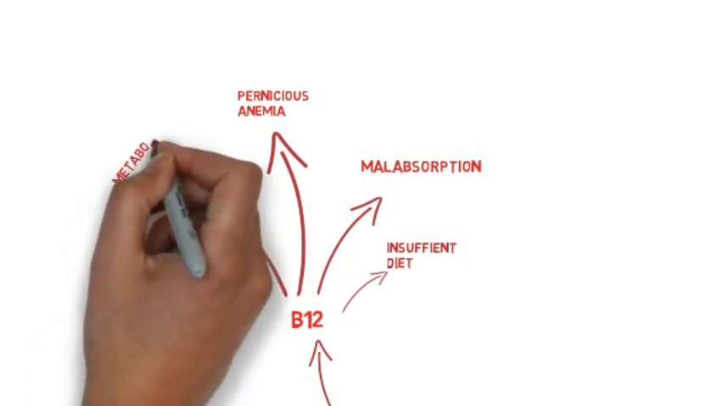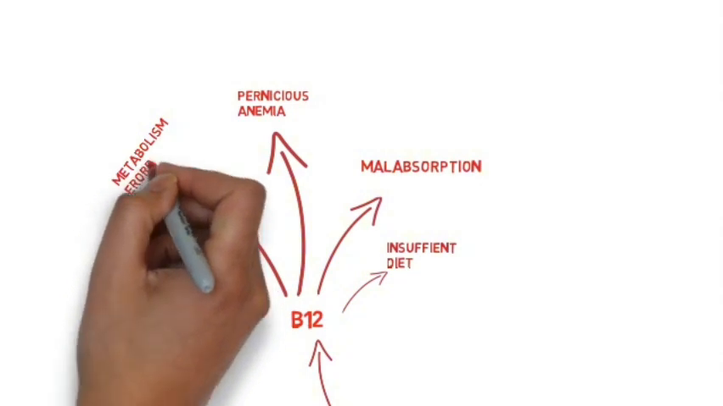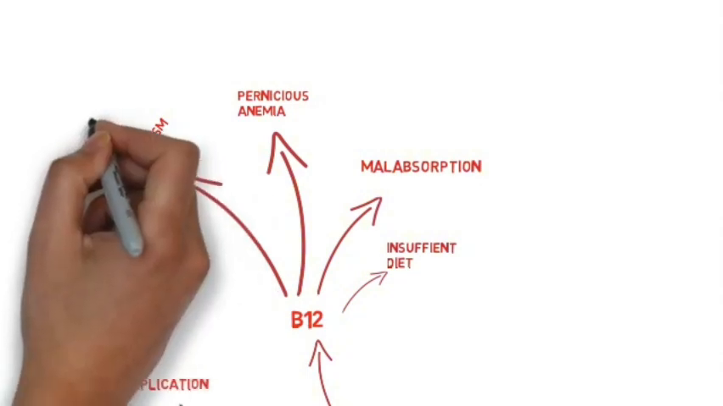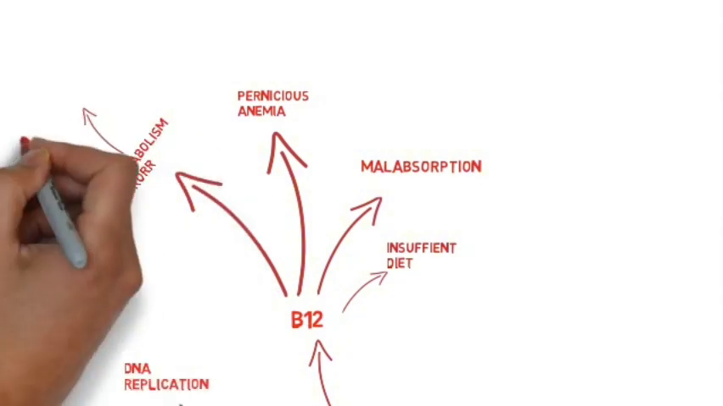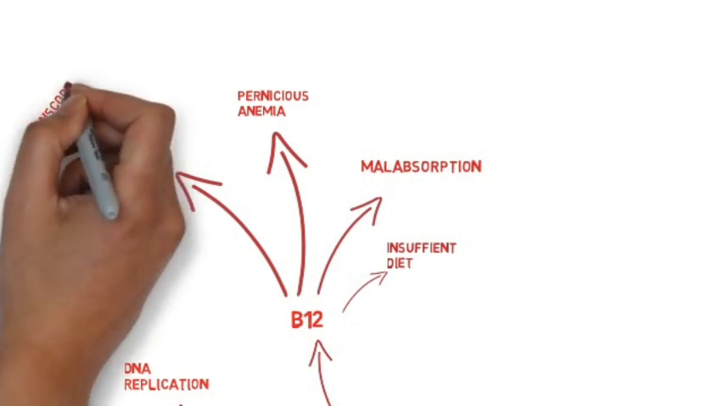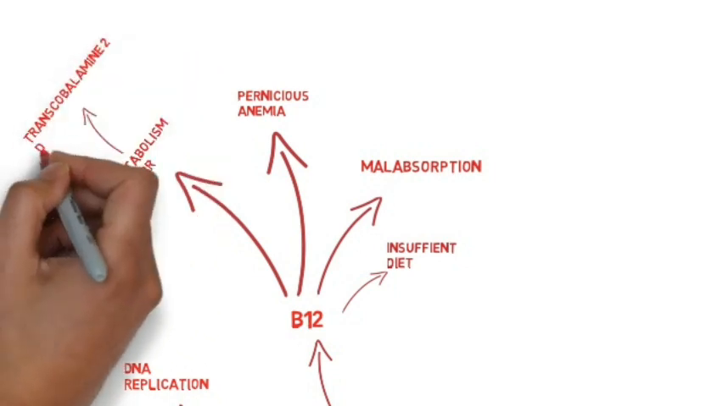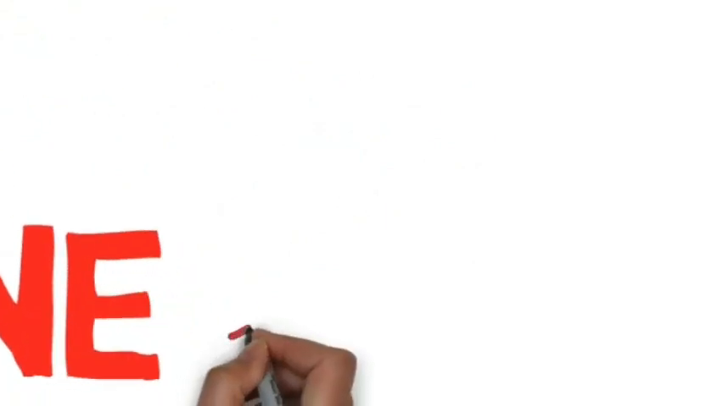Finally, we have metabolism error. Vitamin B12 is transported to bone marrow and other tissues by transcobalamin 2, so a deficiency in this glycoprotein causes B12 deficiency.